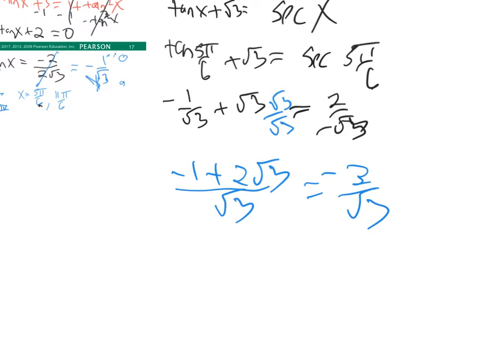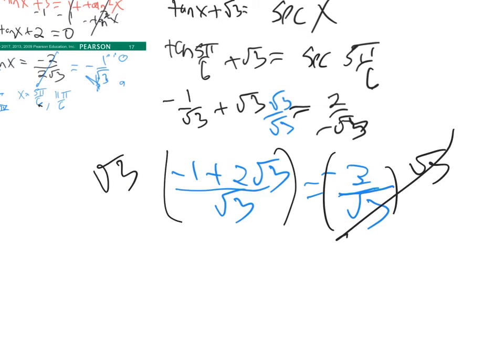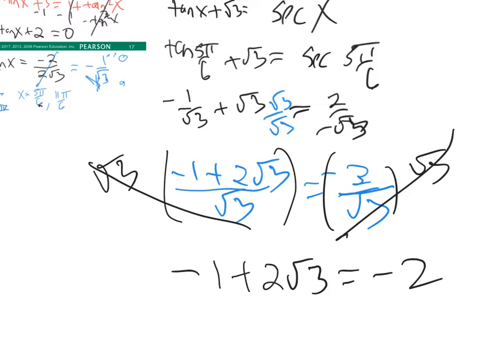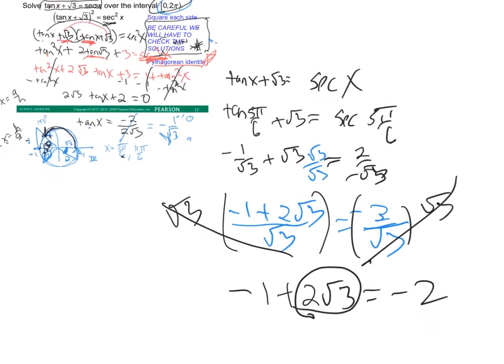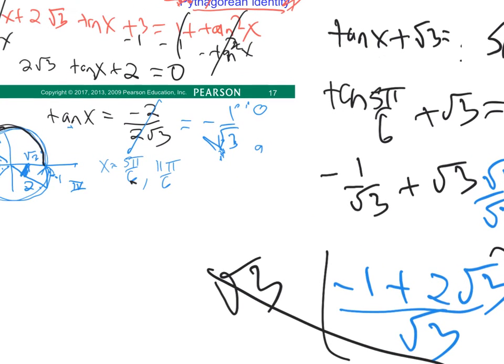Let's see. Well, was that true or not? Let me multiply both sides by square root of 3 to get rid of that. Square root of 3, square root of 3, gone, gone. Negative 1 plus 2 square roots of 3, is it equal to a negative 2? It can't be, because this would have to be equal to a negative 1. So I think if I did this right, that answer doesn't work. If I'm correct, that's extraneous.